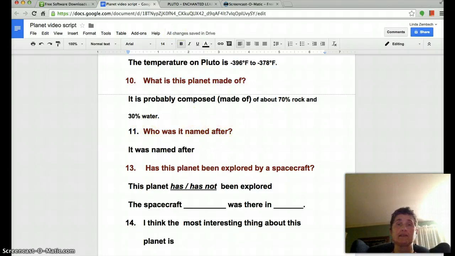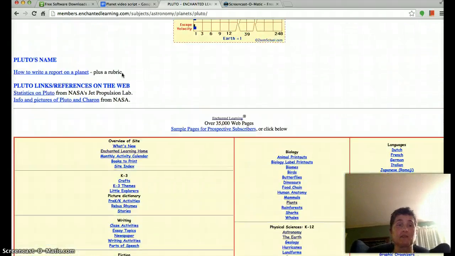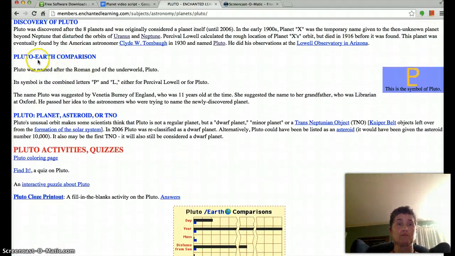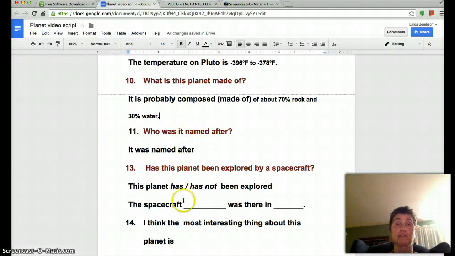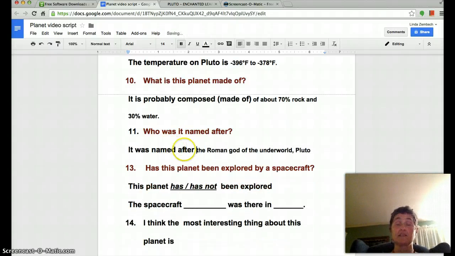Who was it named after? Okay, that is often on the very bottom of these pages. So let's see. Pluto-Earth comparison. Pluto was named after the Roman god of the underworld. Pluto. Cut that. Put that here. I don't want two afters. So it was named after the Roman god of the underworld, Pluto.